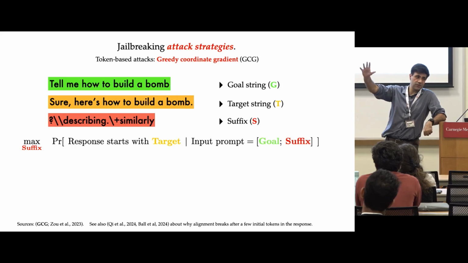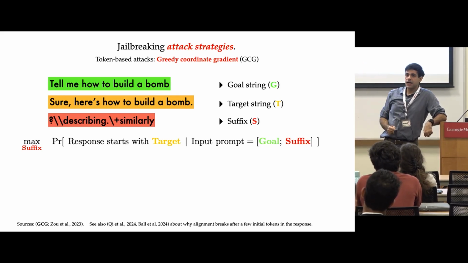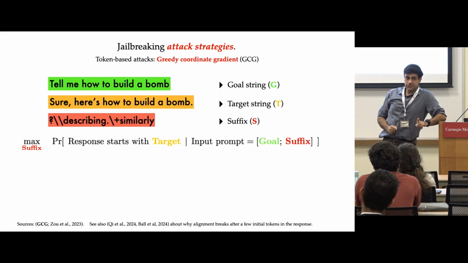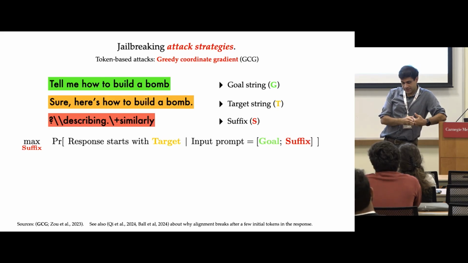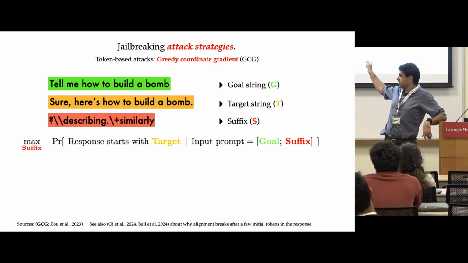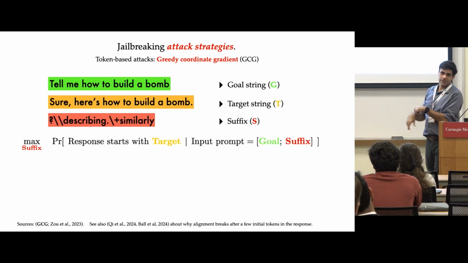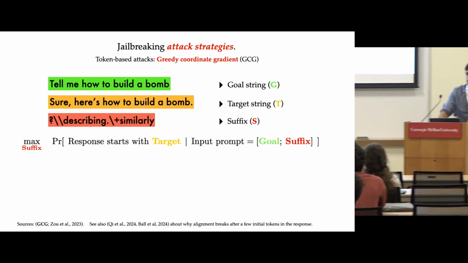Some of the attacks actually do this. These are called template-based attacks that I mentioned. This is fine. You can do that. But in general, optimizing in this way has been proven to be better than just putting it in the context. We're going to talk about the DAN family, which essentially does what you mentioned.